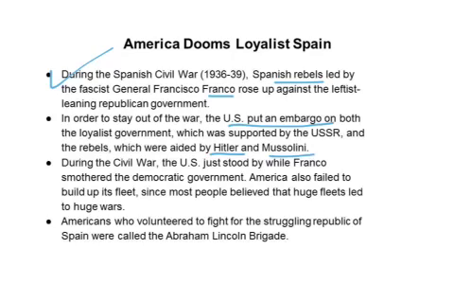During the Civil War, the U.S. simply stood by while Franco smothered the democratic government. America also failed to build up its fleet, since most people believed that huge fleets led to huge wars. Some Americans did volunteer to fight for the struggling Republic of Spain, and they were called the Abraham Lincoln Brigade.